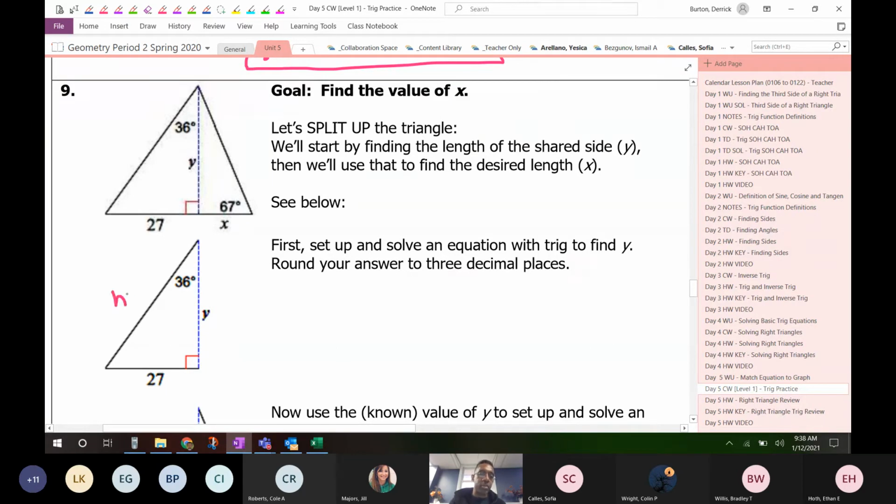Here's the hypotenuse. Circle the angle, draw the arrow. That makes this the opposite side, and this is the adjacent side. SOHCAHTOA. SOHCAHTOA helps us choose.